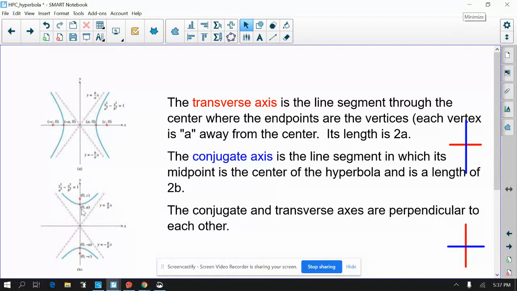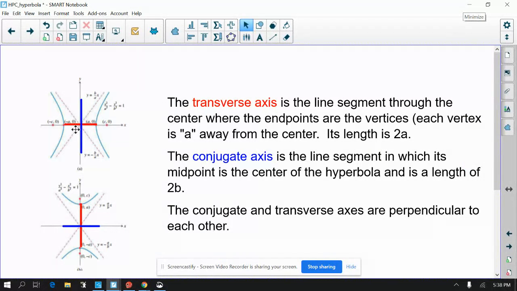So remember that each vertex is A away from the center. So the transverse axis from the center is A away in both directions. So therefore, it's 2A long. The conjugate axis is perpendicular to the transverse axis. So in this case, the transverse axis would go left and right because it's connecting the two vertices. The conjugate axis would go up and down. But how far up and down? A B value up and a B value down. So the length of the conjugate axis is twice B.